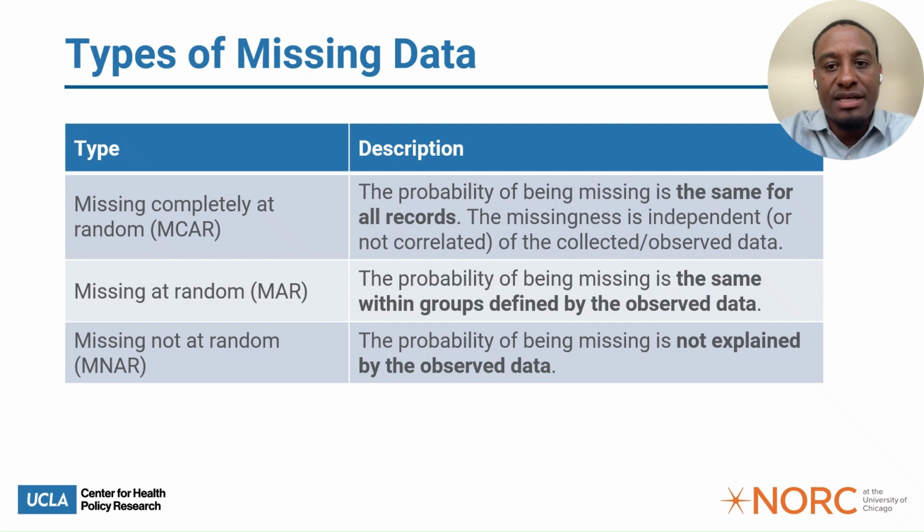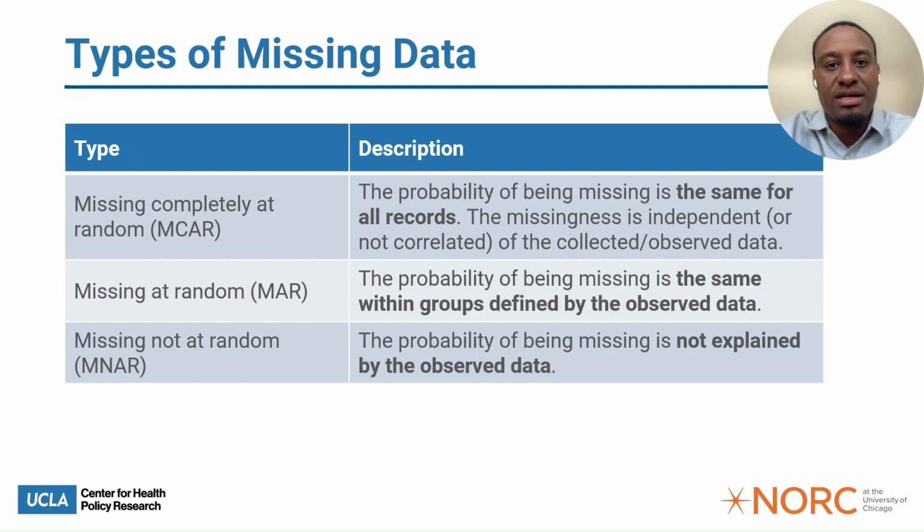The right way to handle missing data depends on the type of missingness. Let us classify the type of missing data into three categories. First category is missing completely at random. This is when the probability of data being missing is the same for every record. The missingness is not correlated to any of the observed data. This is the simplest scenario, but it is the least common.